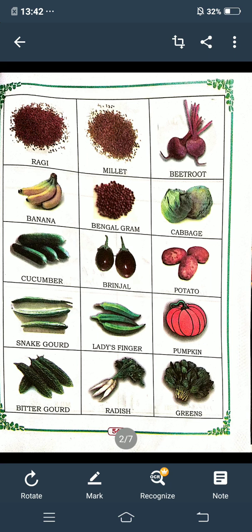So this all we get from plants. No children? So we get all these vegetables and food grains from the plant. Okay children? I will repeat once again. Ragi, millet, beetroot, banana, Bengal gram, cabbage, cucumber, brinjal, potato, snake gourd, lady's finger, pumpkin, bitter gourd, radish and greens. This all we get from plants. Okay children? Next.